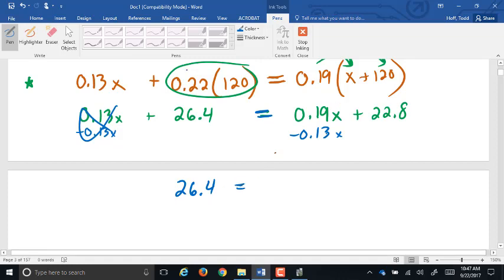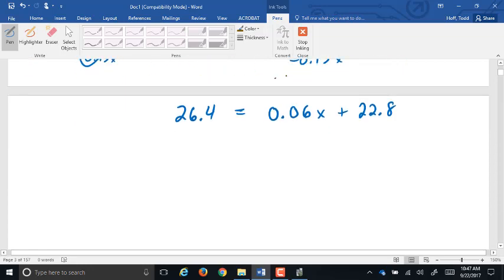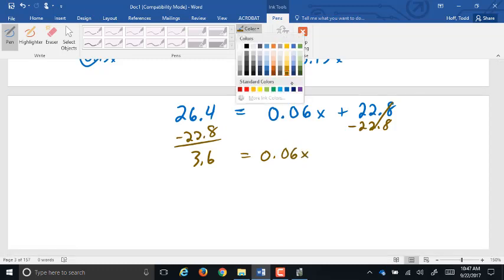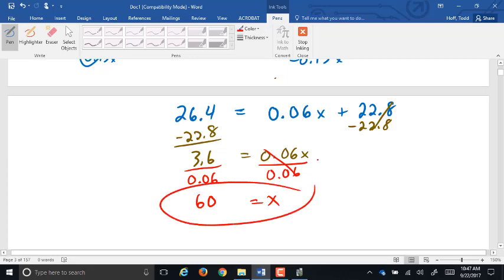So the 26.4 is on the left side all by itself. On the right side, 0.19 minus 0.13 is 0.06x. Good. Plus our 22.8 yet. Now what? We're going to subtract the 22.8. Good. Which is going to leave us with 3.6. And then divide by 0.06, which is 60. So x is 60.